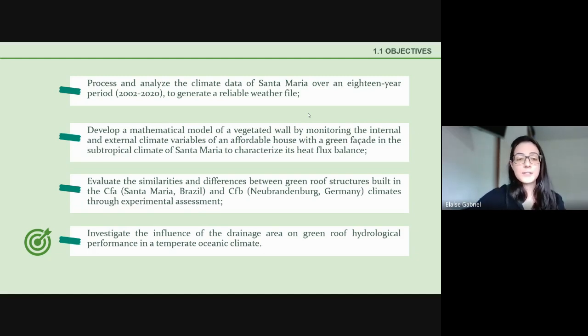The third objective is to evaluate the similarities and the differences between green roof structures built in the CFA and the CFB climates. And the last objective is to investigate the influence of the drainage area on green roof hydrological performance in a temperate oceanic climate.